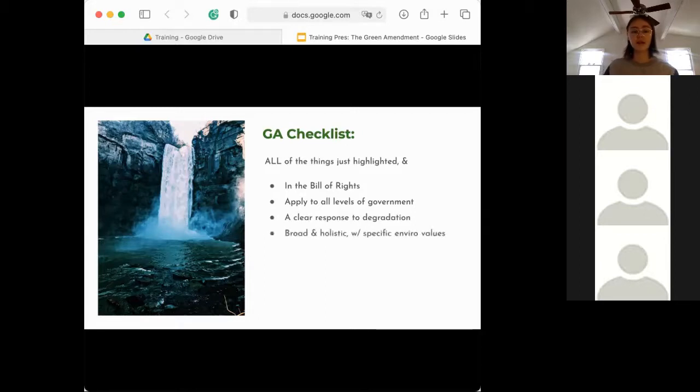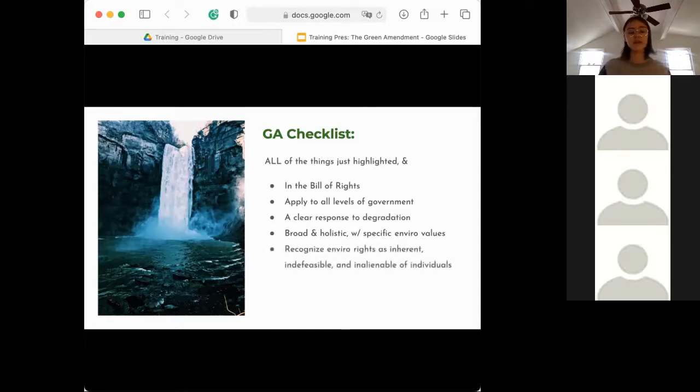It needs to be broad and holistic, and it has to have specific environmental values. As a single sentence, this may seem a little bit contradictory, but basically it needs to be broad, because all amendments are broad, and that's what makes them so applicable, but it still needs to have those specific environmental values of clean air, pure water, etc., in order to not be too broad, and in order to be able to be applied to specific situations, which is what makes it effective.